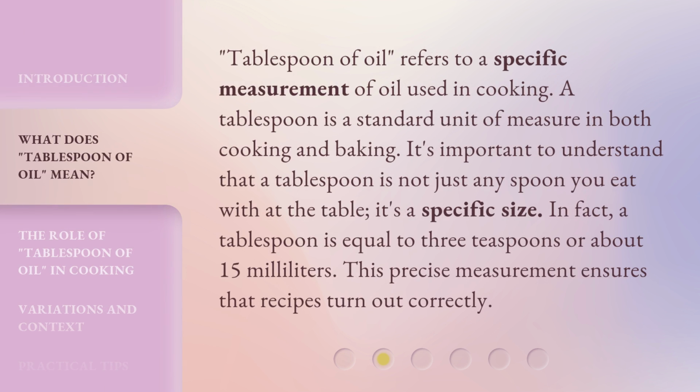Tablespoon of oil refers to a specific measurement of oil used in cooking. A tablespoon is a standard unit of measure in both cooking and baking. It's important to understand that a tablespoon is not just any spoon you eat with at the table. It's a specific size. In fact, a tablespoon is equal to 3 teaspoons or about 15 milliliters. This precise measurement ensures that recipes turn out correctly.